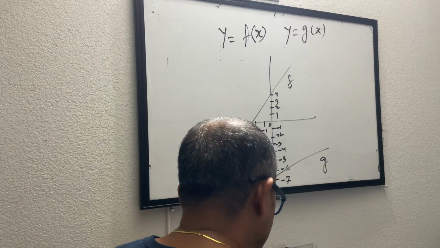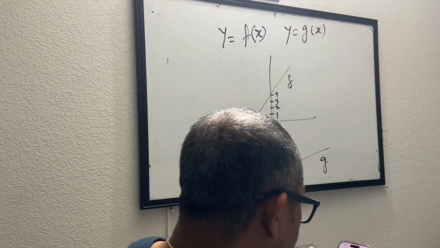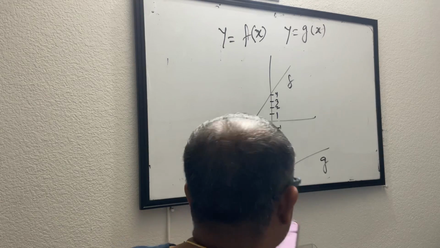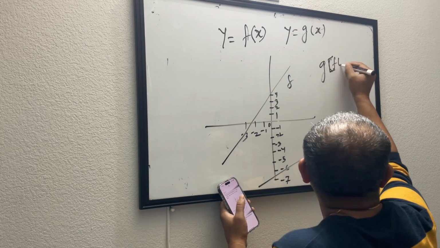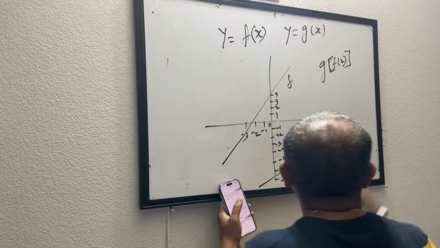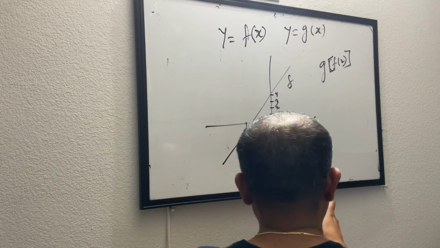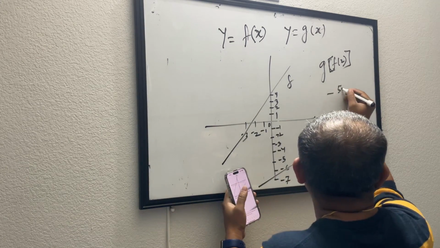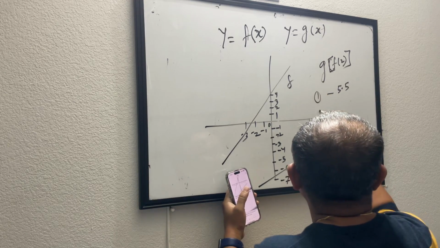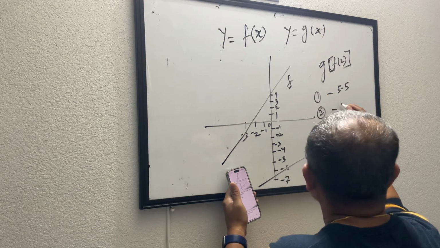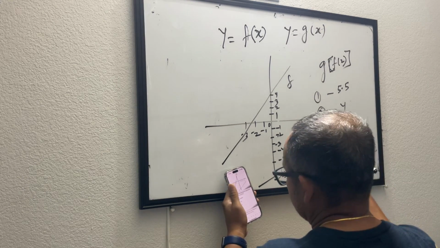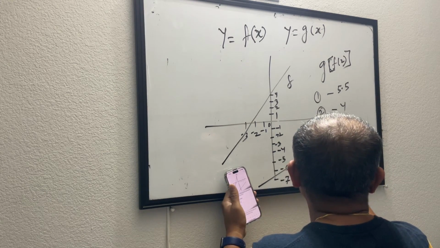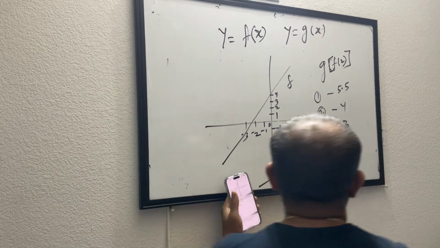It says, which of the following best approximates the value of g of f of 2, and we are given four options: negative 5.5, negative 4, negative 3, and the fourth option is 7.